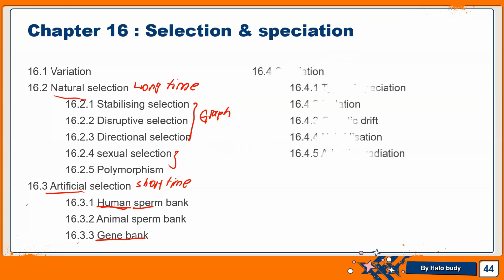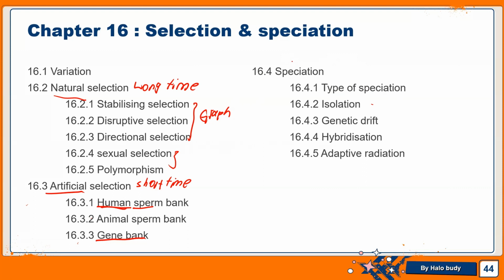Okay. Next one is speciation. So the selection topic is finished. Now is speciation. Okay, what is meant by speciation? You have to know the types of speciation. Normally, speciation is the formation of species. How can a species be made? How does a species come about?